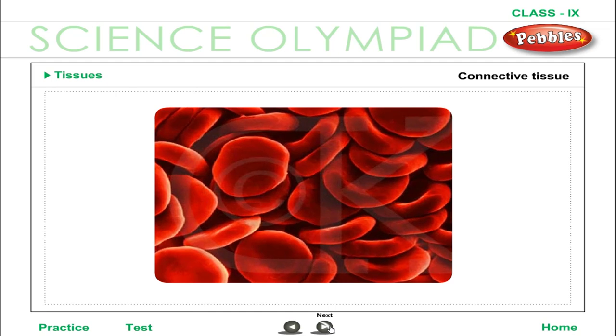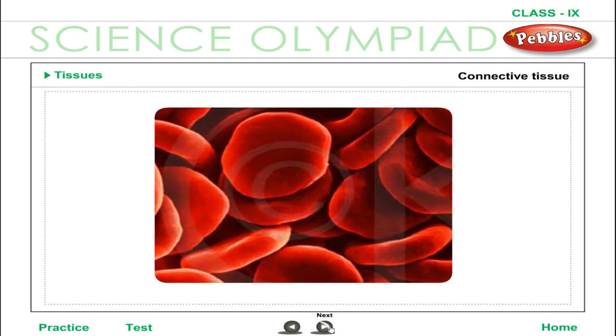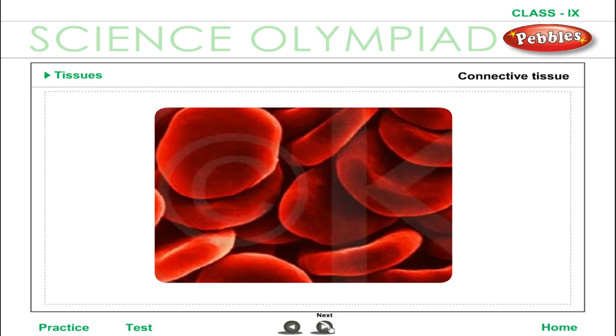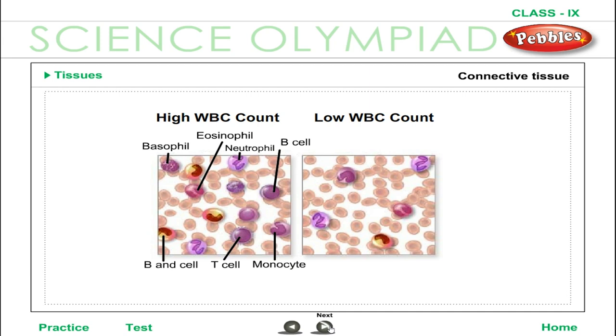Connective tissue. Blood is a type of connective tissue. The cells of connective tissue are loosely spaced and embedded in an intercellular matrix. The matrix may be jelly-like, fluid, dense, or rigid. The nature of the matrix differs in accordance with the function of the particular connective tissue.